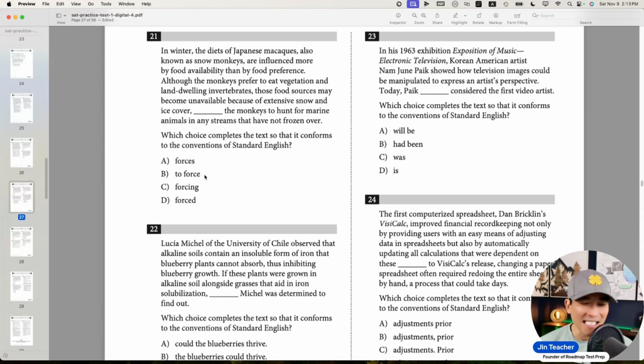But you wouldn't see these two verbs written by themselves as random phrases in a sentence. So you wouldn't say "to force monkeys to hunt for marine animals" as just a phrase that's part of a sentence. On the other hand, ing words, and this is good to know, oftentimes do show up as separate phrases. It's a common type of sentence structure that the SAT loves to use.